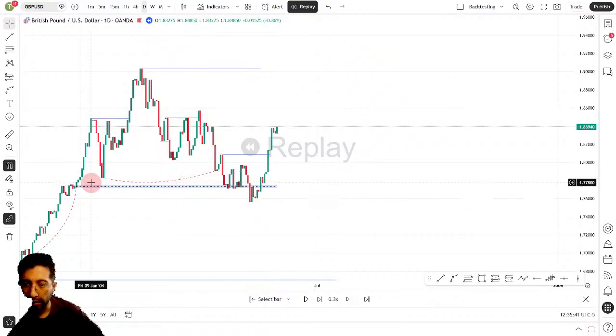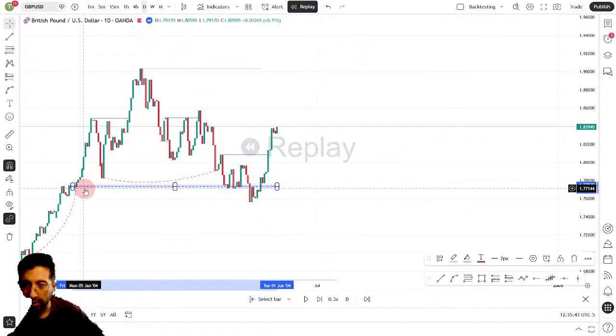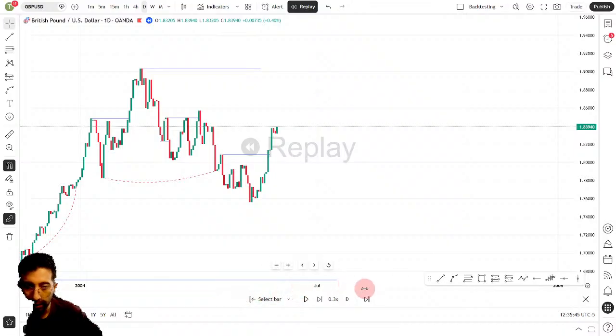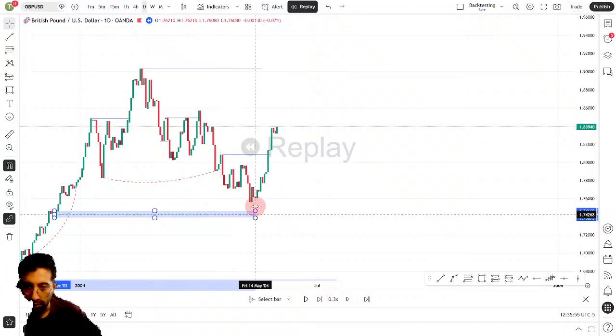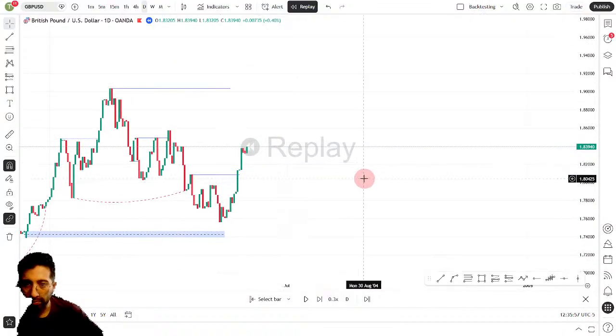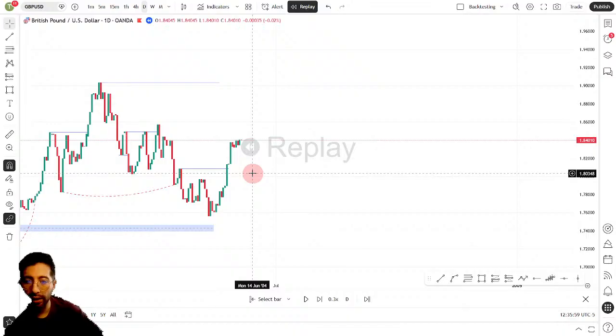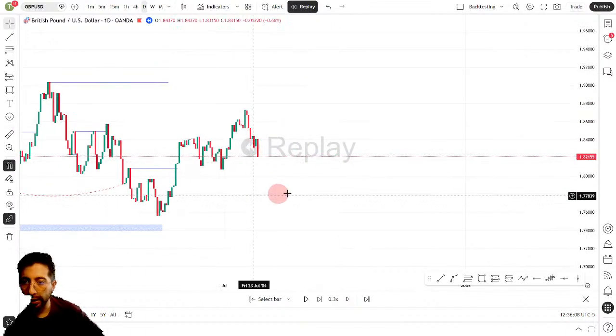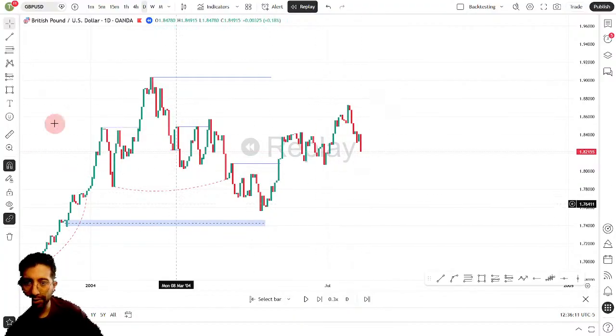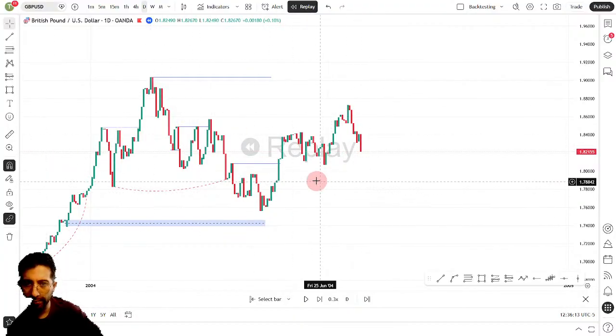Well, ignore this one, and I think the price entered on this order block, which is here. So far from it. Let's see what actually happens. Boom, boom, boom. Well, look at the next. Now the price is entering a consolidation phase, right?